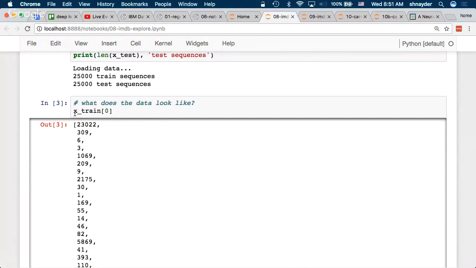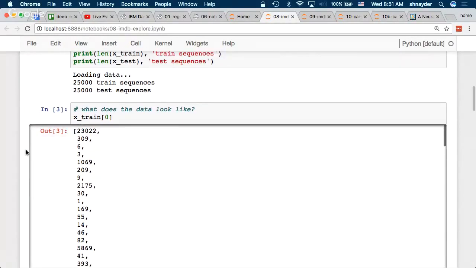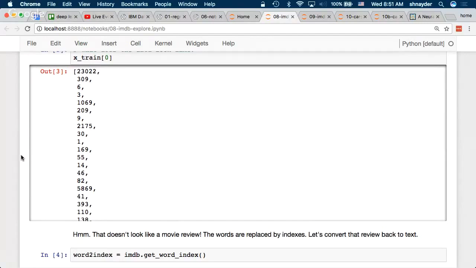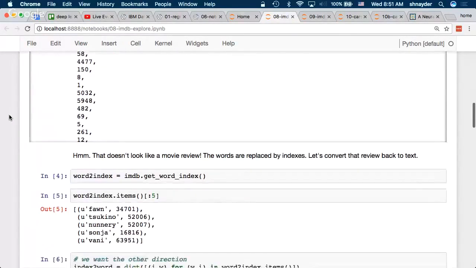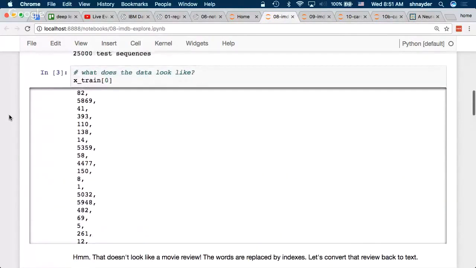Here's what the first review looks like. Doesn't really look like English, right? So in fact, the way these data sets are often encoded is by having a mapping from word to an index. Typically, at least in this case, and I think pretty usually, with the indices going from most frequent words first. So number one is probably "the".